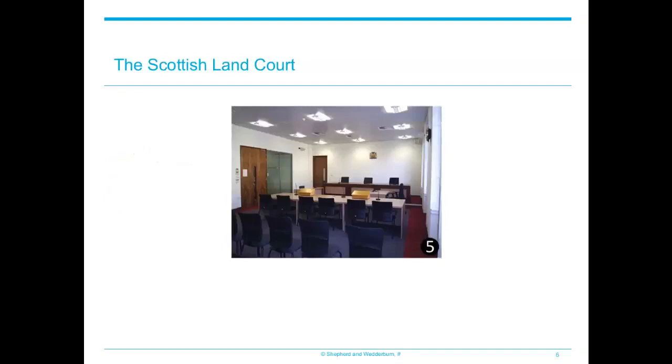Which takes us to the Scottish Land Court. I've put up on the slide a picture of the court itself. The Scottish Land Court is a court of law, but it does deal with matters with a relatively light and informal touch, and is not in and of itself an intimidating place.